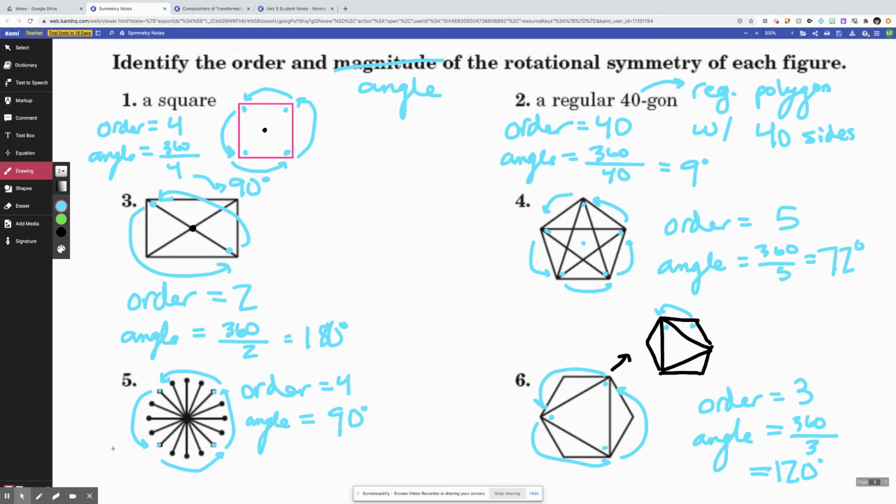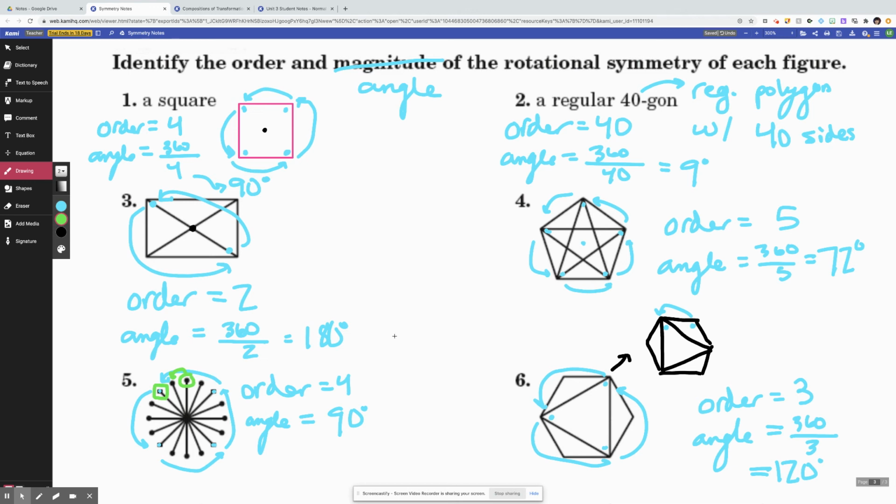Okay. Number 5 and 6 were a little bit tricky because you had to pay attention to some things. So in number 5, you had to pay attention to that some of these little endpoints are squares and others are circles. Okay, so if you only rotate, say, from this circle to this circle, then the square will be in the wrong spot. Okay, so there's actually only 4. The order of this shape is actually only 4, even though it looks like it would be more. And then the angle is 90.